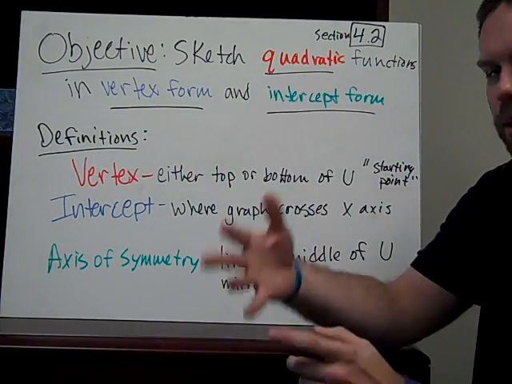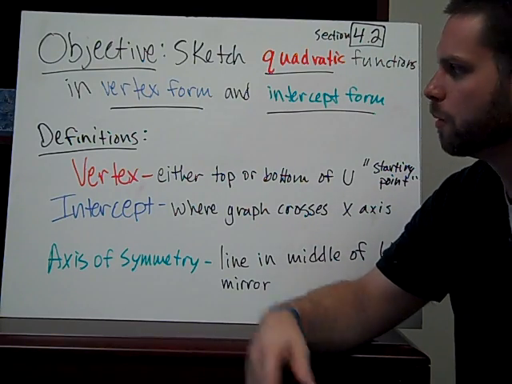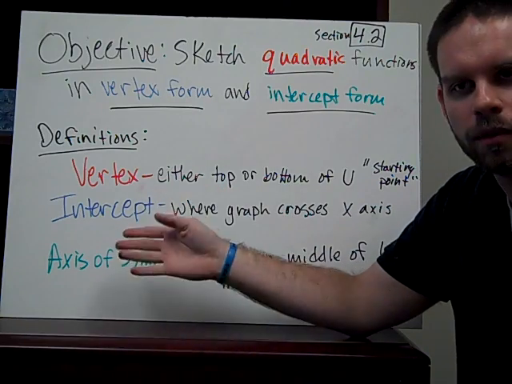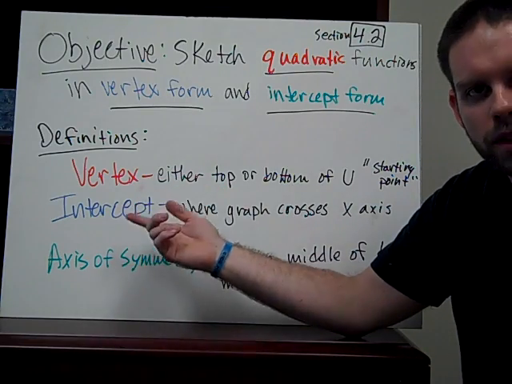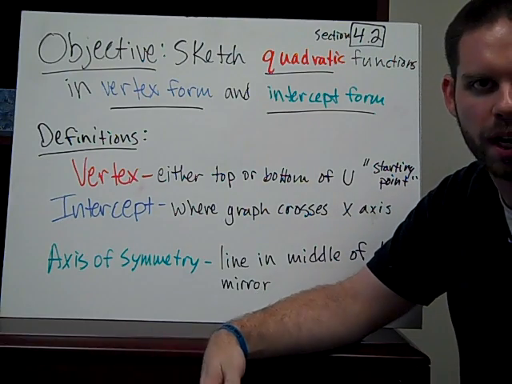There's three big ways that equations can come: vertex form, intercept form, and standard form. We're talking about two of those today. Now the definitions, some of the vocab that we'll see today. First of all, vertex. Vertex is either the top or the bottom of a U-shaped graph.